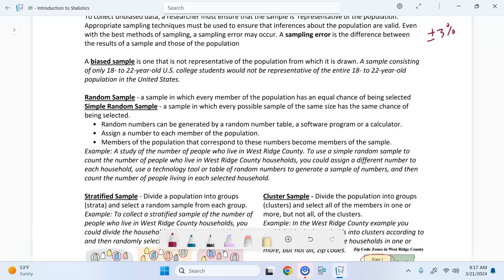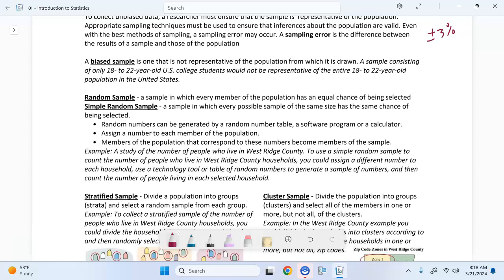Now, if your study is just looking at how much college debt the average 18 to 22-year-old has, well then yeah, looking at only college students makes sense because anyone that didn't go to college is not going to have any debt. But if you're looking at something broader, like how much money the average 18 to 22-year-old makes, you need to include all 18 to 22-year-olds. Not just college students, not just workers. You need to include the entire group.